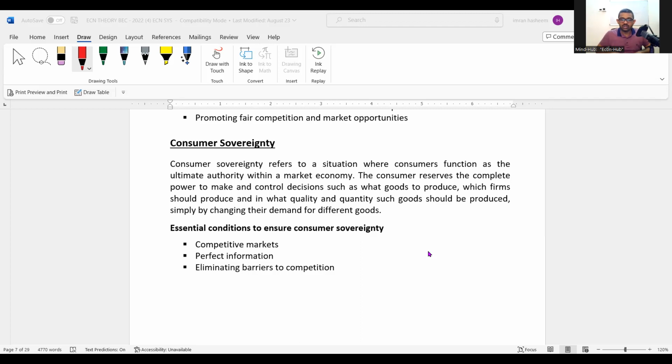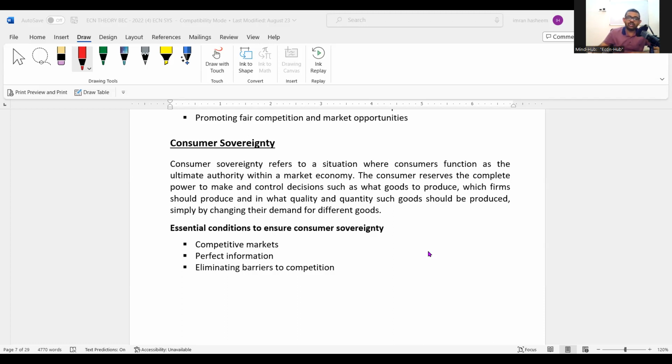Consumer sovereignty refers to a situation where consumers function as the ultimate authority within a market economy. The consumer receives the complete power to make and control decisions such as what goods to produce, which firms should produce them, and in what quantity and quality such goods should be produced, simply by changing their demand for different goods. Changing their demand.